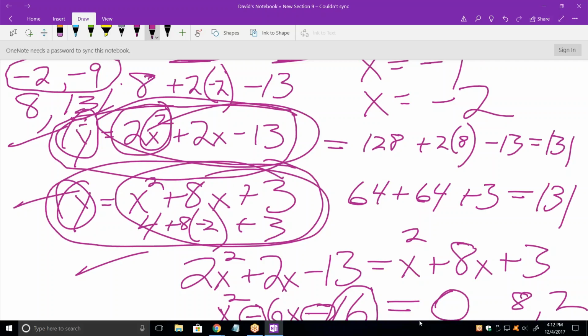Perfect. Both solutions work, and you do need to always figure out what y is. In other words, figuring out what x is not enough. Whenever you have a system of equations, when they say solve it, they mean give me an x and a y. So if there are two x's, there's two different y's also.